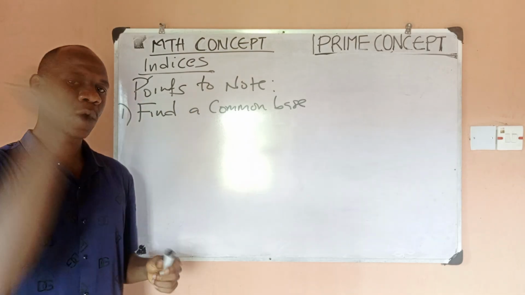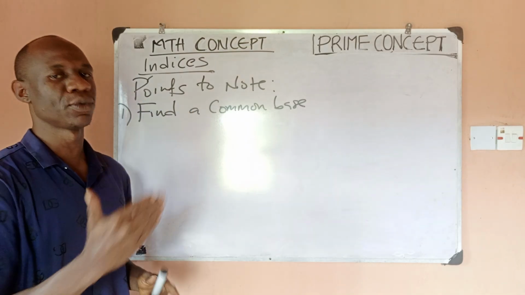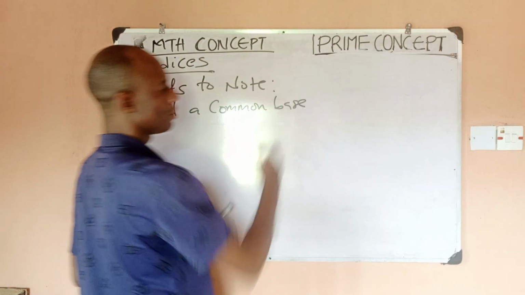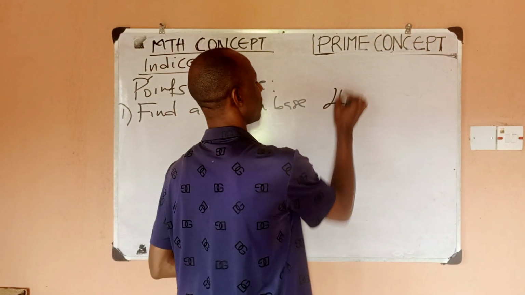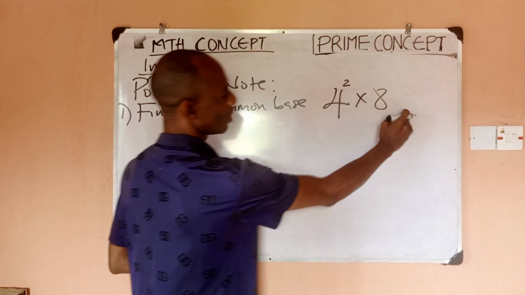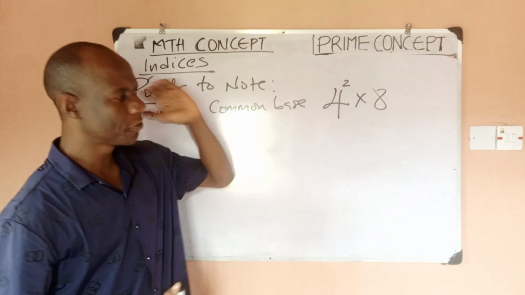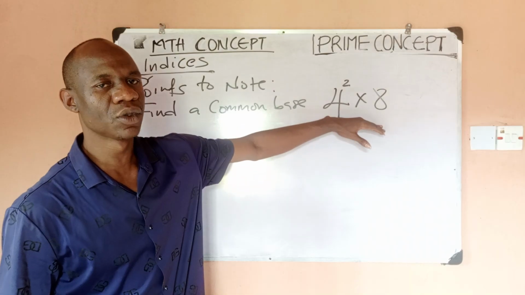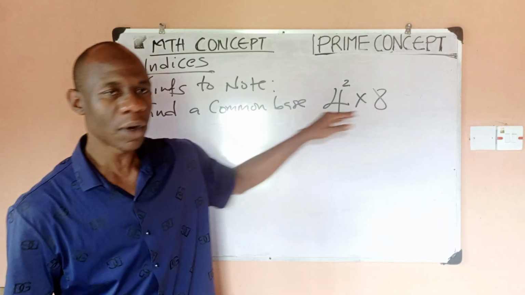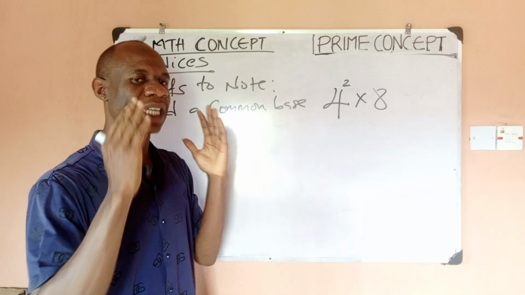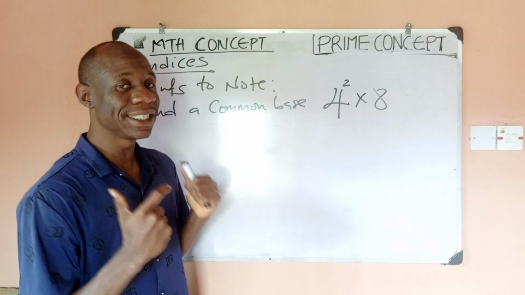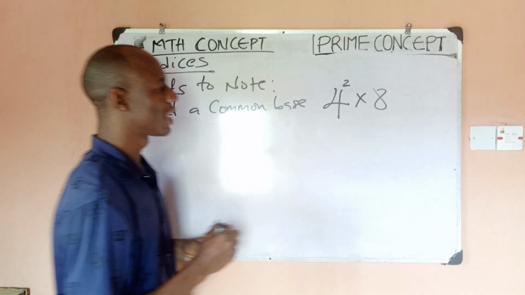At least one of them will be possible in every problem so that you can solve. So find a common base. What do I mean by this? Say you have 4 raised to power 2 times 8. You would notice very quickly, for you to be able to solve this, the first thing you want to think of is, can I get a common base in this problem? That is one of the first things that should come to your mind whenever you have an indices problem. So you try to locate a common base.